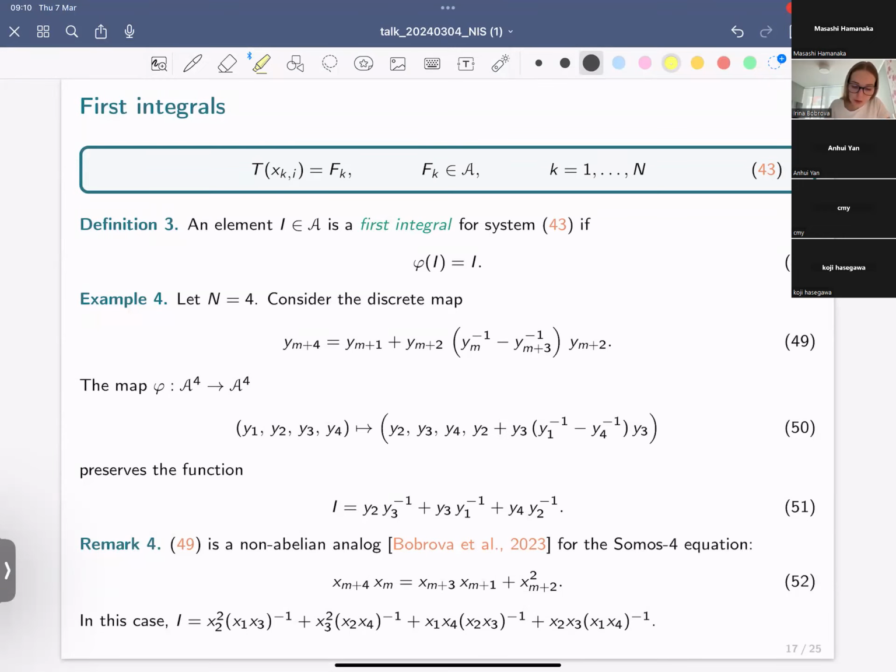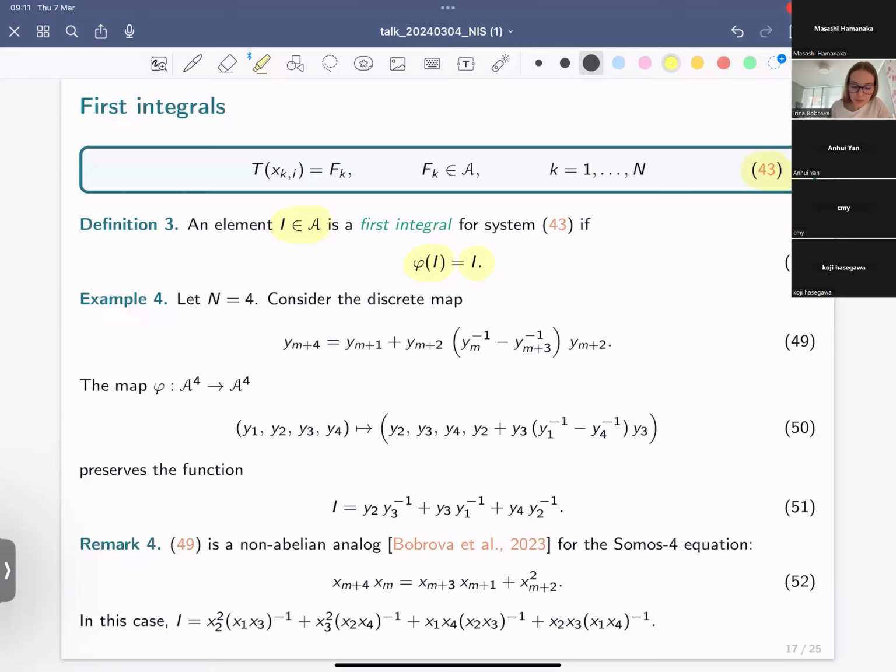We will call an element I, capital I, from our algebra a first integral of system 43 if, in terms of phi, recall that phi is the map that we've just considered, we act by this map phi on this element I and again obtain the same element I.